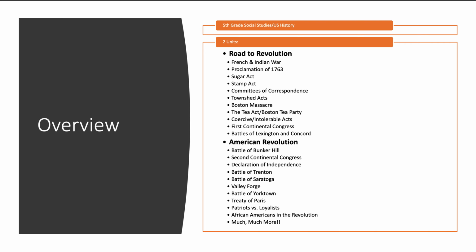of my lesson, essentially. This is going to be in a 5th grade social studies U.S. history classroom. The main topic is American Revolution, but since that is a huge unit, I decided to split it into 2 units. Which is the Road to Revolution and all the events that led up to it, led up to the actual American Revolution. And I think it's important that students see everything that leads up to the revolution and then the events that follow after.